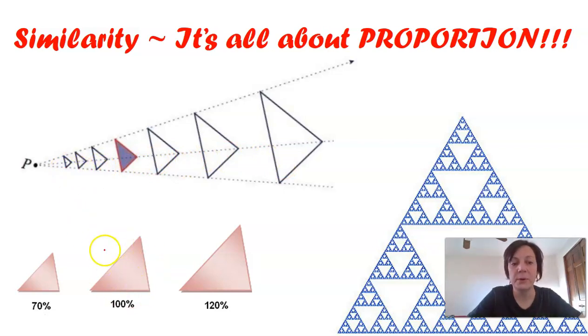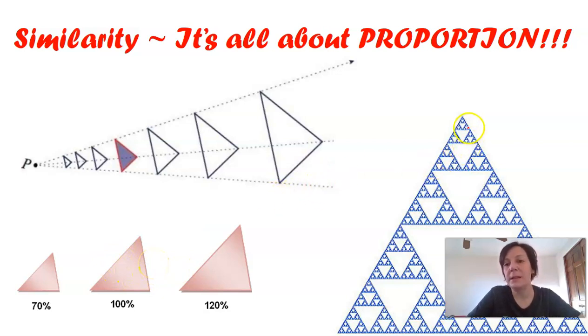Okay. Here, this one in the middle, the 100% one, is the original. This one's scaled up a little bigger. This one's scaled down. It's a little smaller. These are proportional. In geometry, we call them similar. We use the word similar to refer to shapes that are proportional as opposed to numbers.